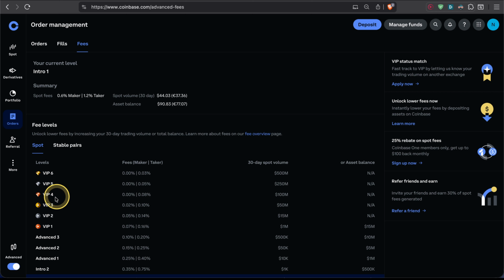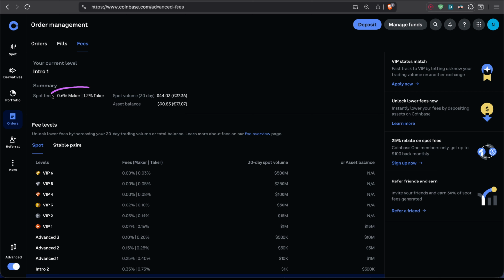So first of all, always make sure whenever you execute any trades on Coinbase that you have down here the advanced tab activated, because then you will first of all have much lower fees and much more control over your orders. To check your fee rates, you can simply go here to orders and then go to the fees tab. Then you will get to this page right here.